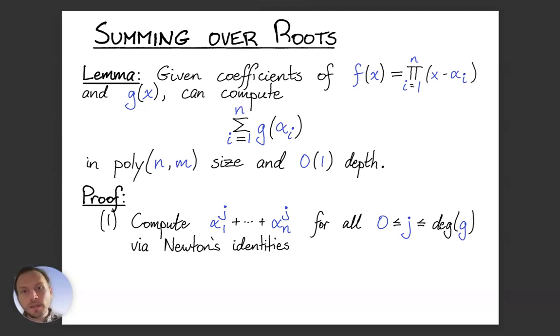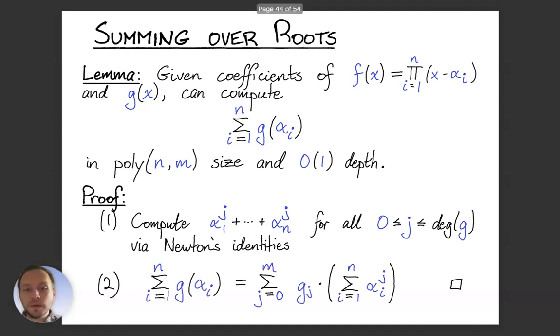And now if you look at this summation that we're trying to compute, you expand it and change the order of summation, you realize it's an inner product between two vectors. The first vector is just the coefficients of g, and the second is the vector of power sums of the alphas. So we can just compute this by adding two more layers into our circuit and a small number of gates. This gives us a polynomial size constant depth circuit to compute this sum.